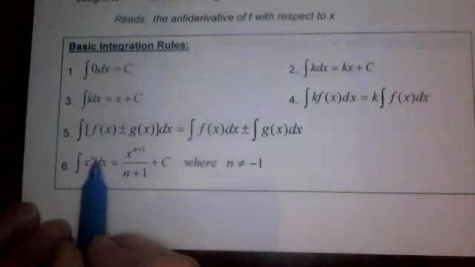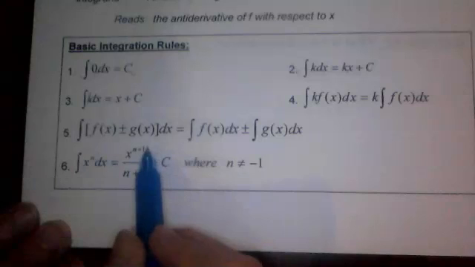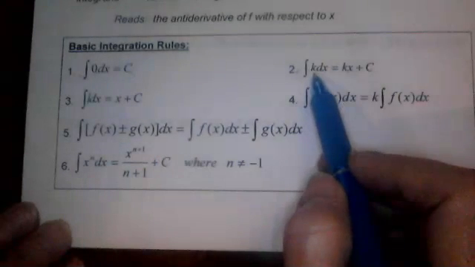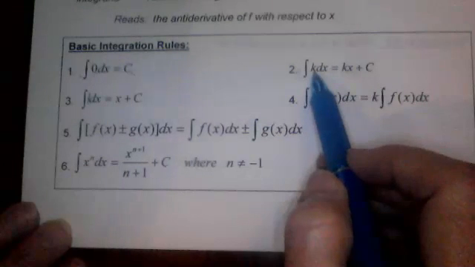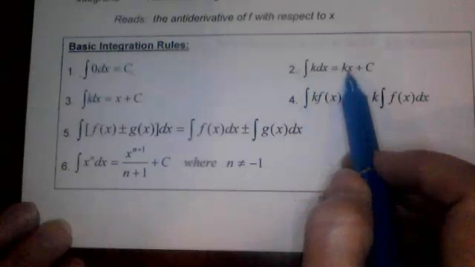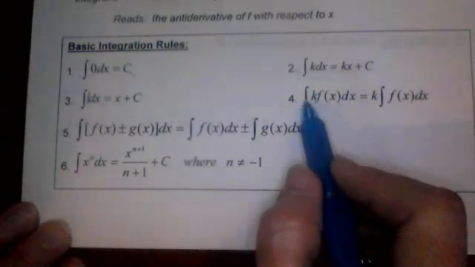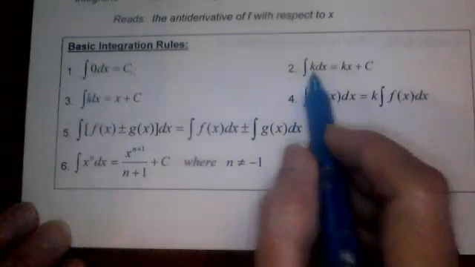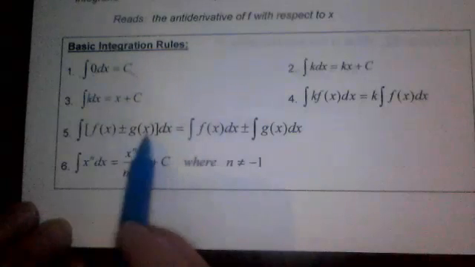This is the x to the n rule that we just did. If I integrate x to the n, I'm going to get x to the n plus 1 over n plus 1. If I have a constant, then that constant is going to get an x attached to it, plus c. And then if I have a constant in front of a function, I could always bring it out, because we all know that the constant is just kind of a tag along. Or I could separate my function.